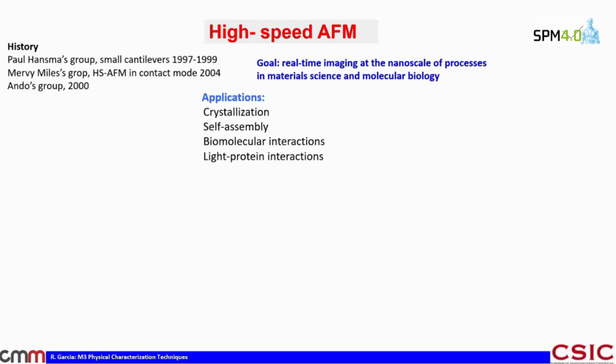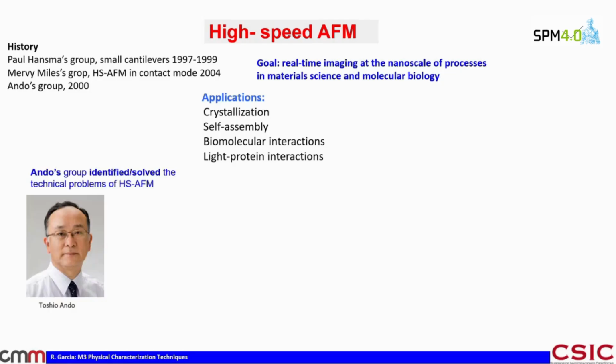So the goal, in particular for surface science and molecular biology, is really to have a technique with atomic or molecular scale resolution, but that also images processes as they are happening in real time. That way, high-speed AFM is needed. And the scientists and the group that was able to solve all the technical issues regarding the use of the AFM for high speed was Toshio Ando's group at Kanazawa University.